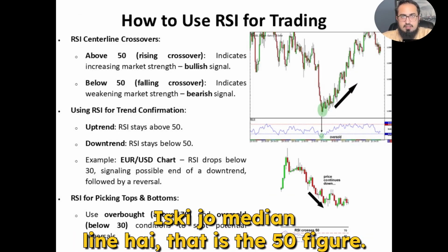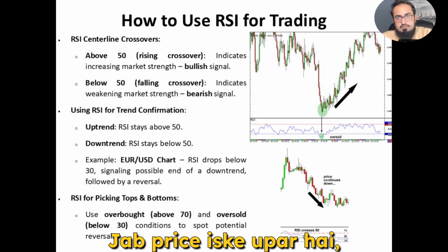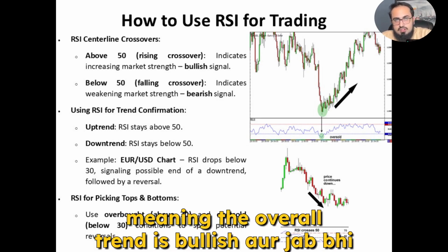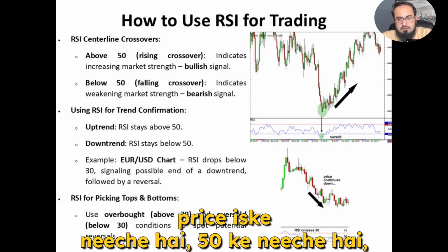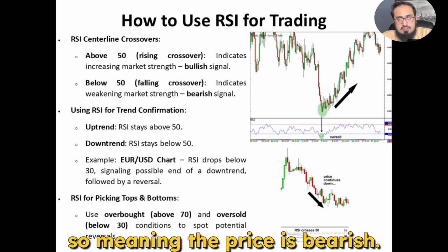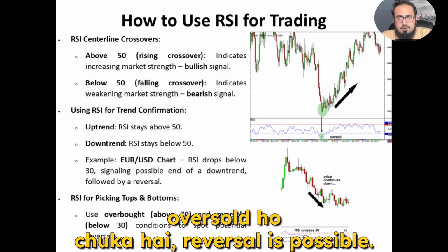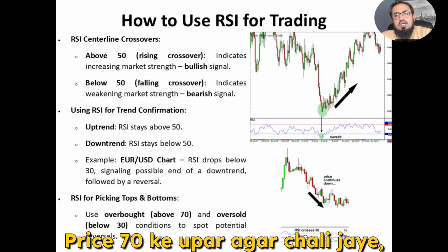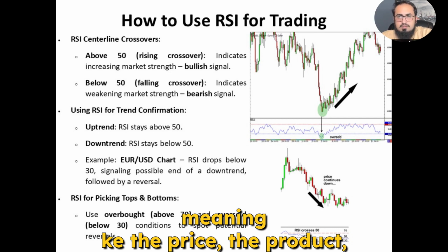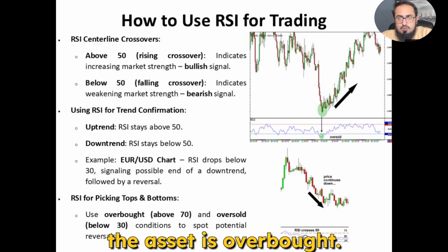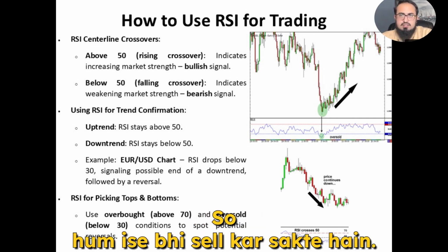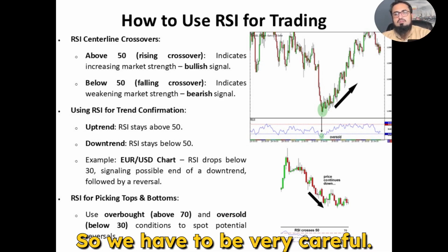Its median line, the 50 level: when the price is above it, the overall trend is bullish, and whenever the price is below 50, it means the trend is bearish. But when the price goes to 30, it means it has become oversold. Reversal is possible. If the price goes above 70, meaning the asset is overbought, we can also sell it. So we have to be very careful. So RSI has two functions.